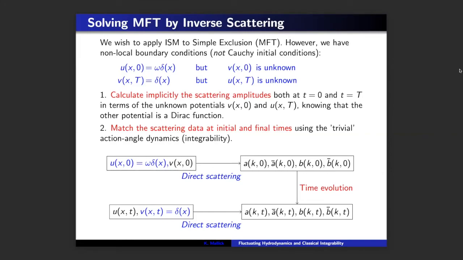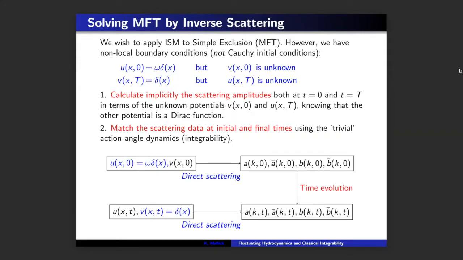So we can carry out the scattering because there's a delta function by some pasting, very elementary calculations, which go back again to the scattering by the square potential that we learned in first year of university, not more difficult than that. So we can compute implicitly the scattering amplitudes A bar, B bar in terms of the unknown initial value of V and unknown final value of U.